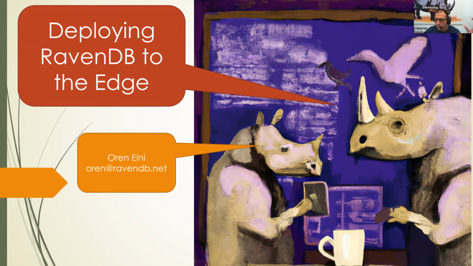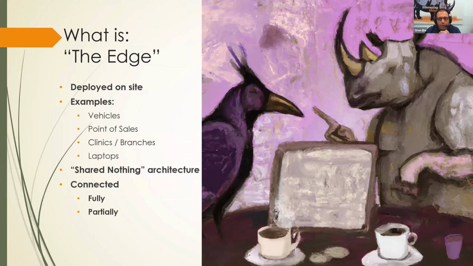One of the primary reasons RavenDB exists is to make your life easier. And one of the big challenges when you start moving beyond a single location, a single data center, is how do you manage the flow of your data across your entire environment? So without further ado, let's see how we are handling this. So the first thing that we need to ask is, what is the edge?